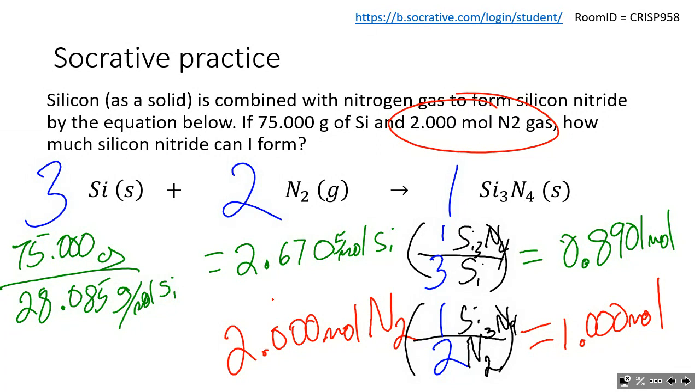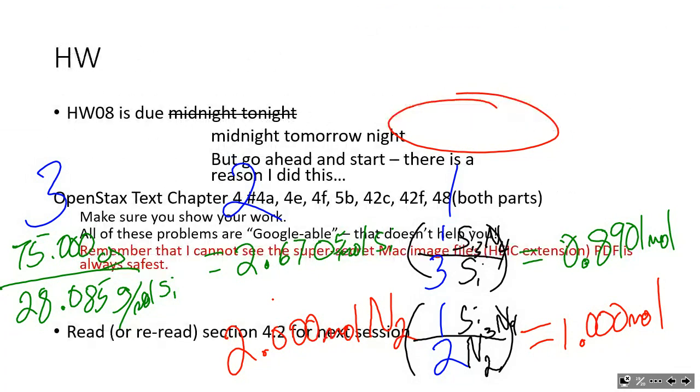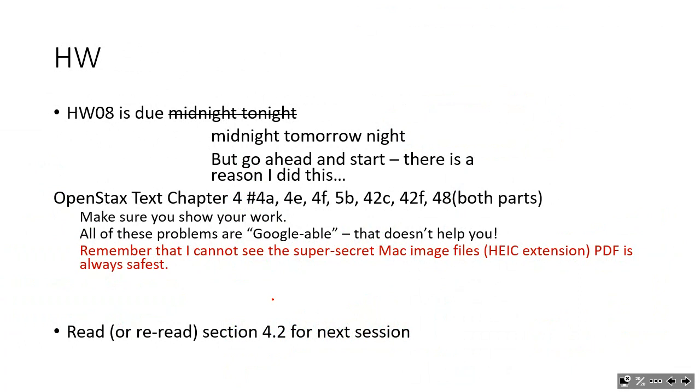Okay? All right. Homeworks. I set the homework not due tonight. I set it due tomorrow night. That does not mean wait until tomorrow night to start it. I did that for a reason. It's going to take some crunching. The first part of this, the 4 and the 5 questions, those are balancing equations. The 42 and 48 are stoichiometry and limiting reactant stuff. Remember how to get in touch with me if you need help working through these.